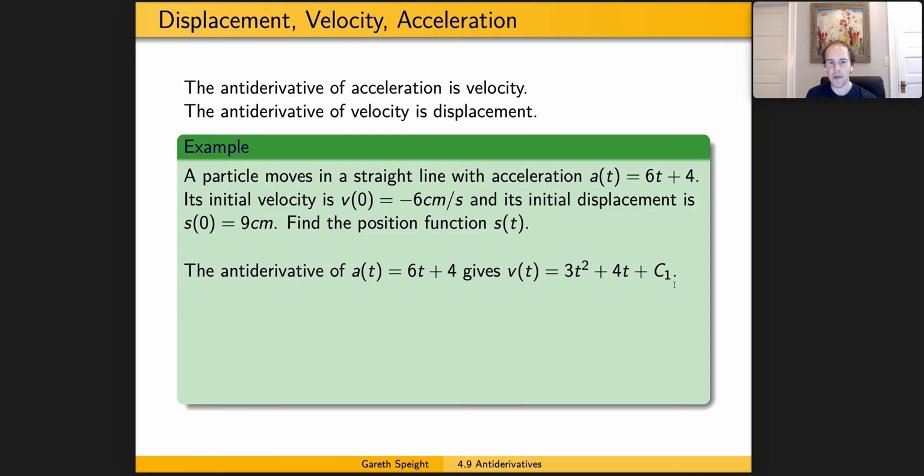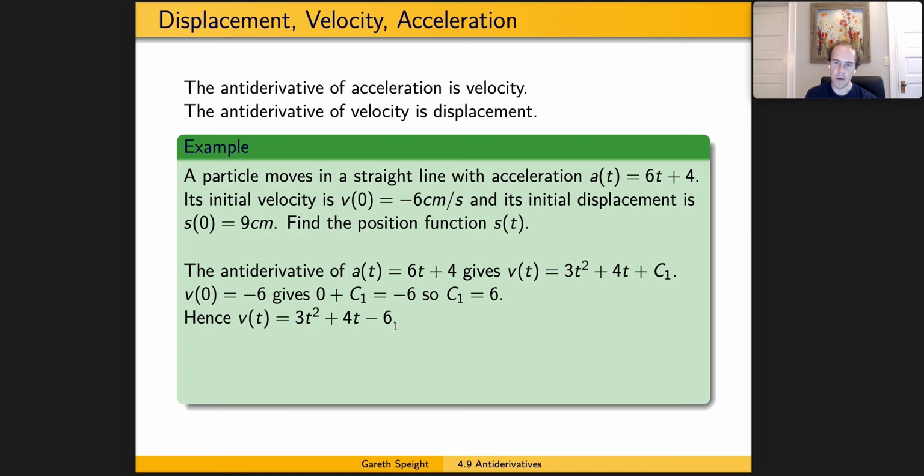Now we have this extra piece of information that v of 0 is minus 6. So if we use that, we set up an equation. If we sub in t equals 0 here, we are going to get just c1, and that's supposed to be equal to minus 6. Sorry, this should be minus 6, not plus 6. So v of t is going to be 3t squared plus 4t minus 6.